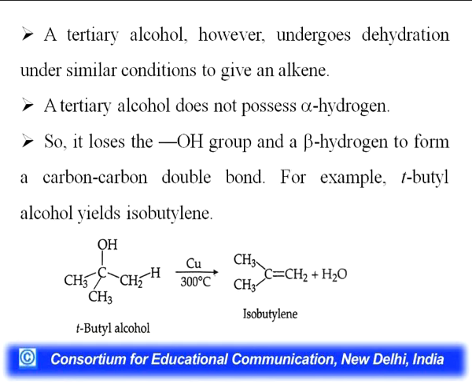A tertiary alcohol, however, does not undergo the same reaction but undergoes dehydration under similar conditions to give an alkene. A tertiary alcohol does not possess an alpha hydrogen, so it loses the hydroxyl group and a beta hydrogen to form a carbon-carbon double bond. For example, you can see in the reaction tertiary butyl alcohol yields isobutylene.